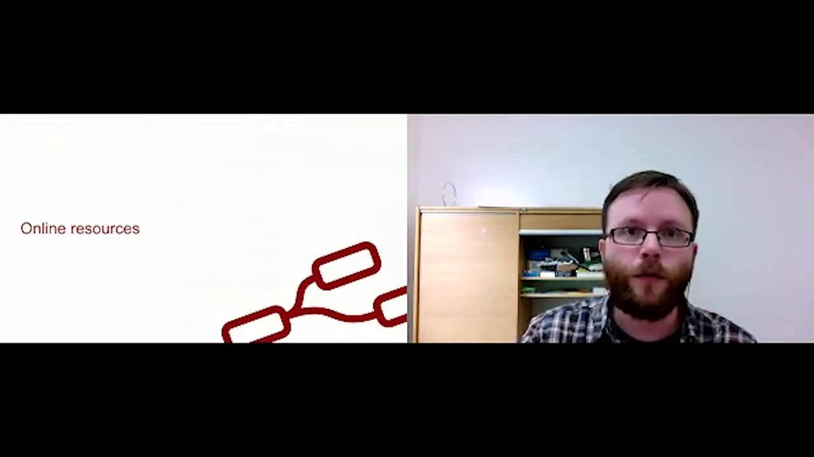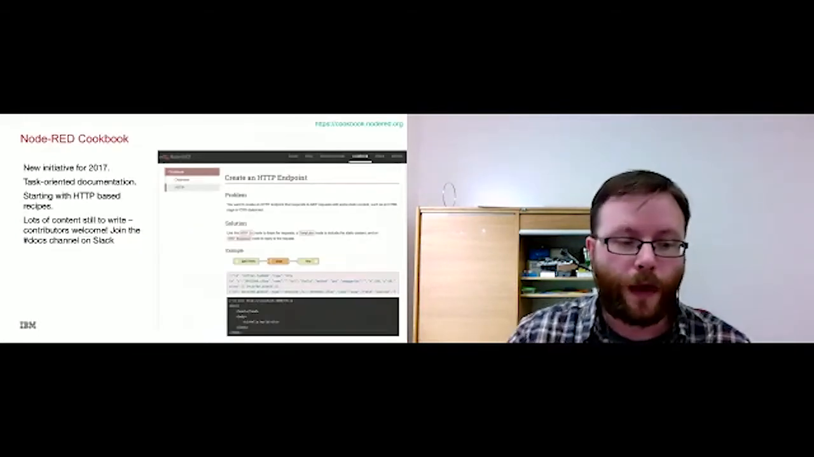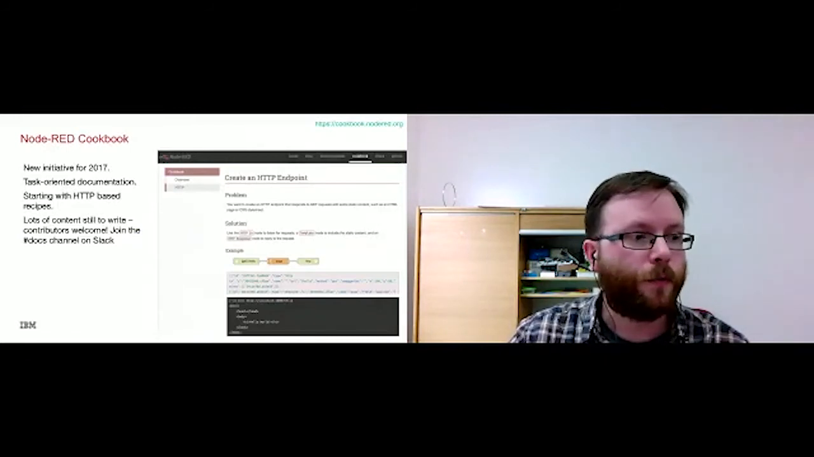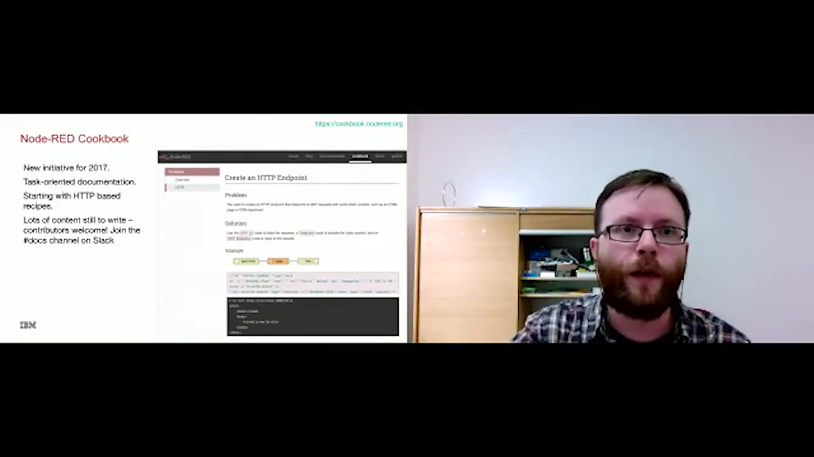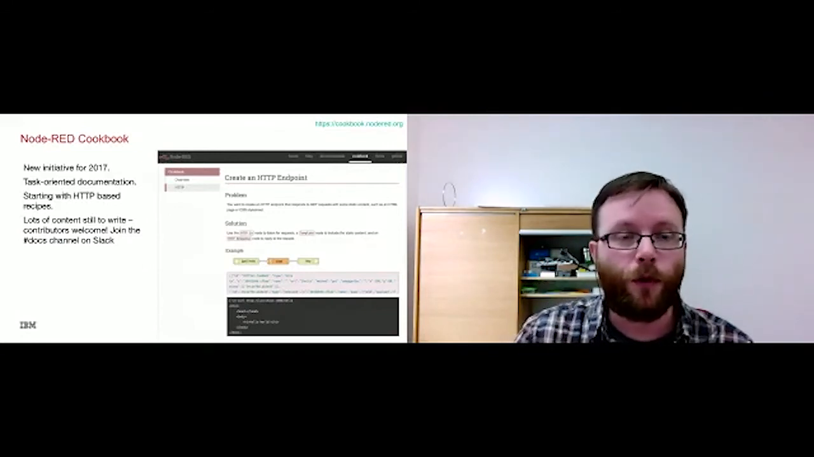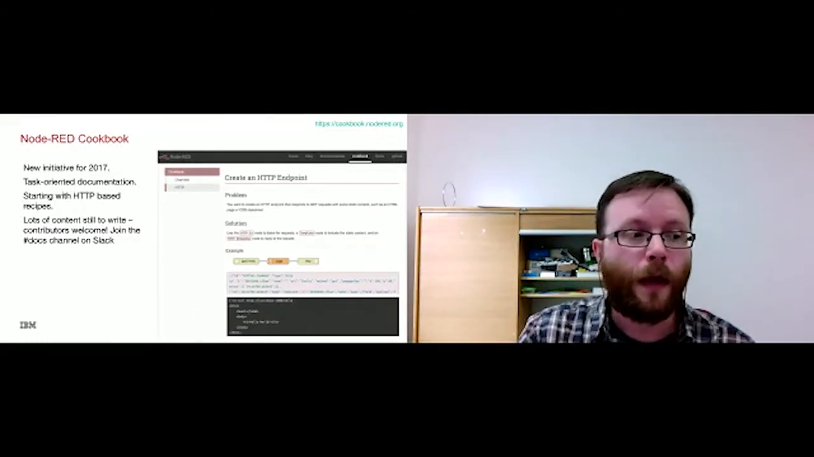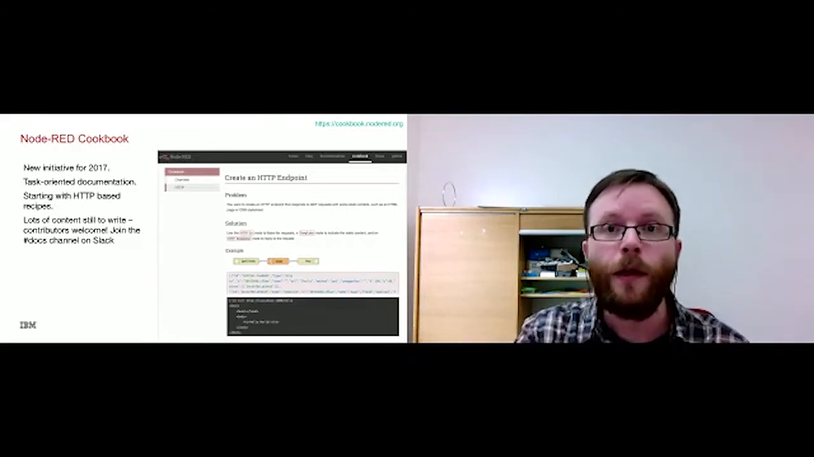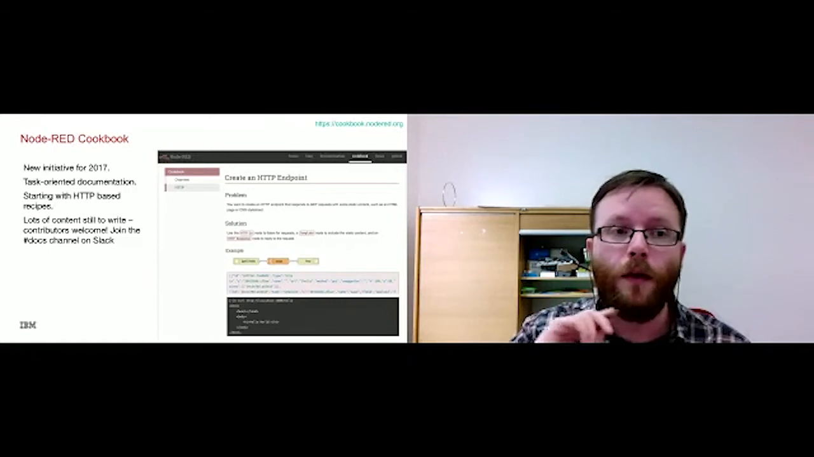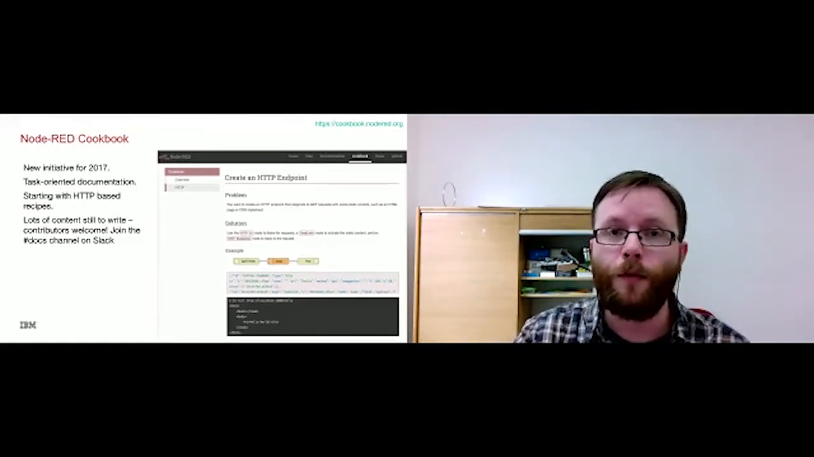In terms of online resources, there's a lot to learn. We've started creating a Node-RED cookbook. This is trying to create a very recipe-oriented set of examples of what you can do with Node-RED. That's in its very early days at the moment. And if people are wondering how they can get involved with the Node-RED community, this is a great place to get started. Jump onto the Slack channel. We have our docs channel, and there's a group of people looking at how we can build out the docs and improve them.